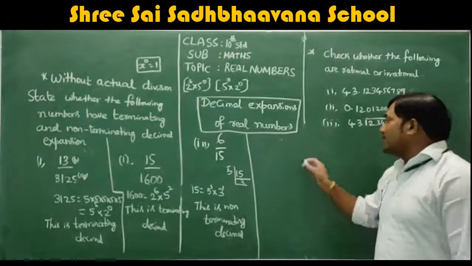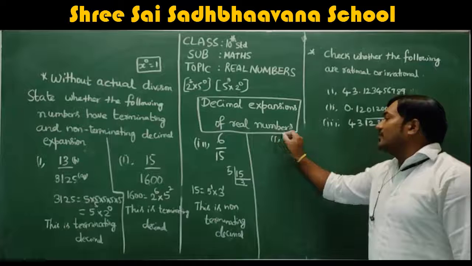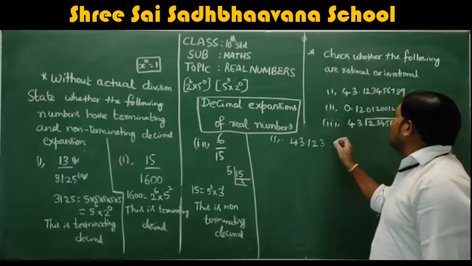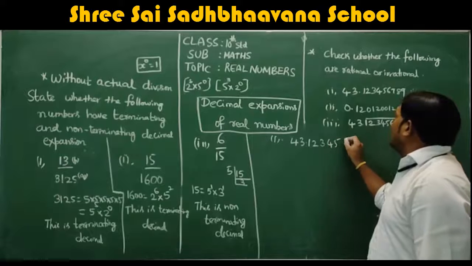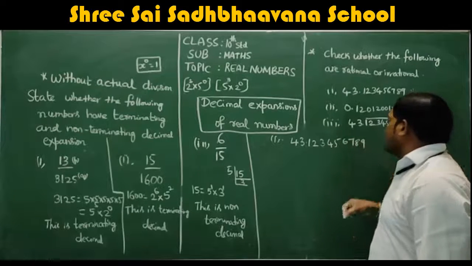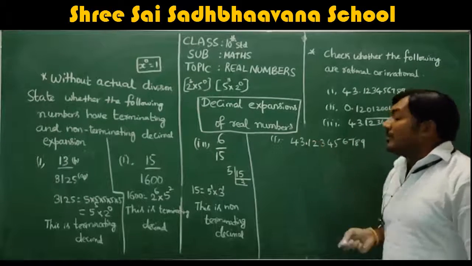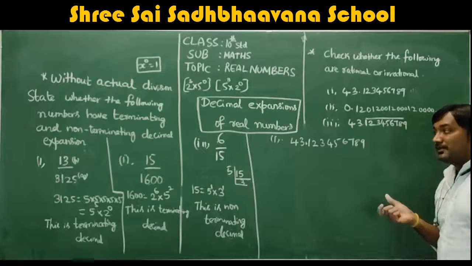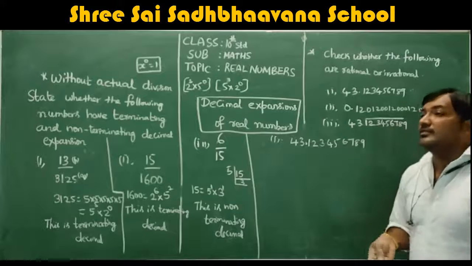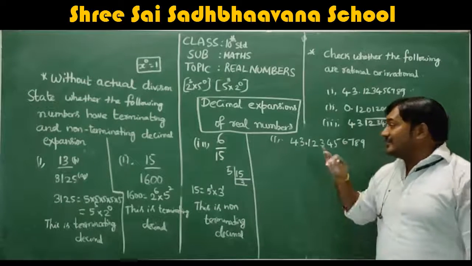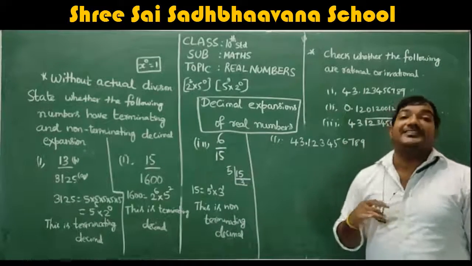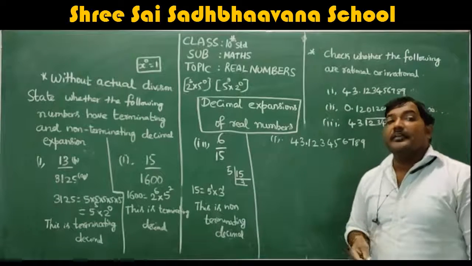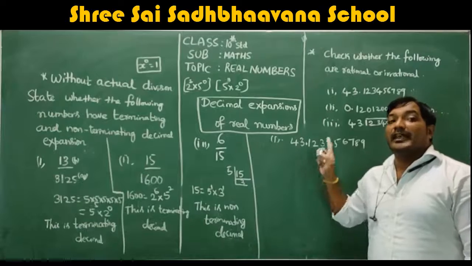Okay, what is the first sum? It is given as 43.123456789. So how can we say whether it is a rational number or an irrational number? As I told you in the previous classes and videos, any decimal expansion which is terminating can be considered as a rational number.